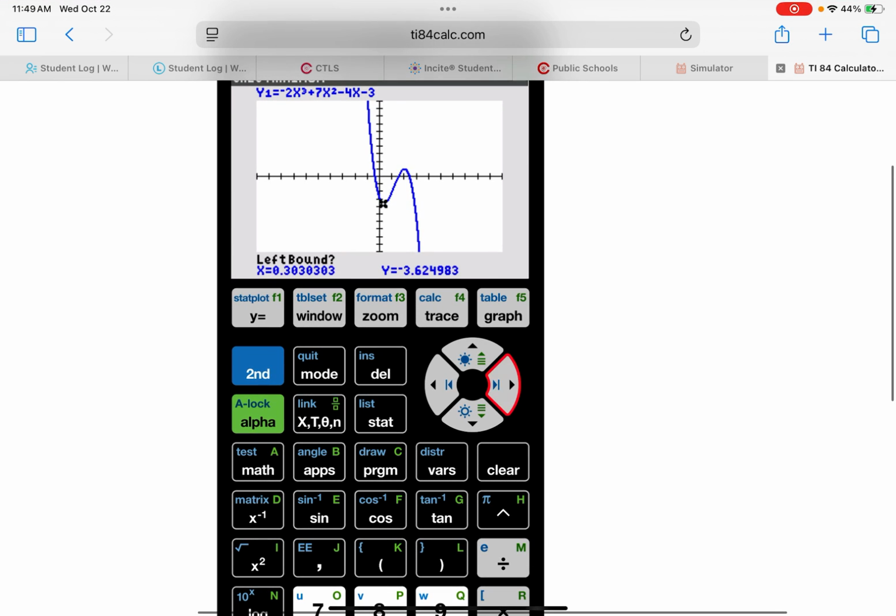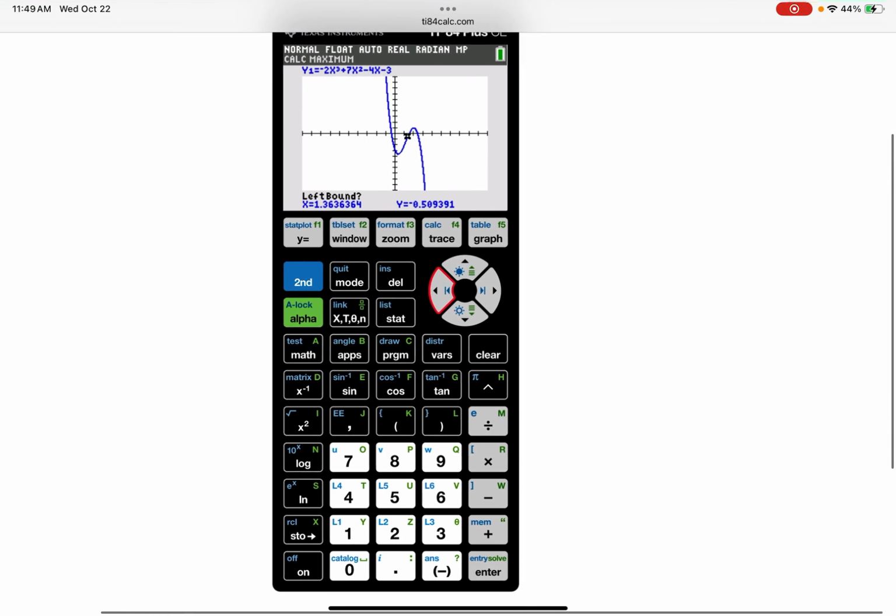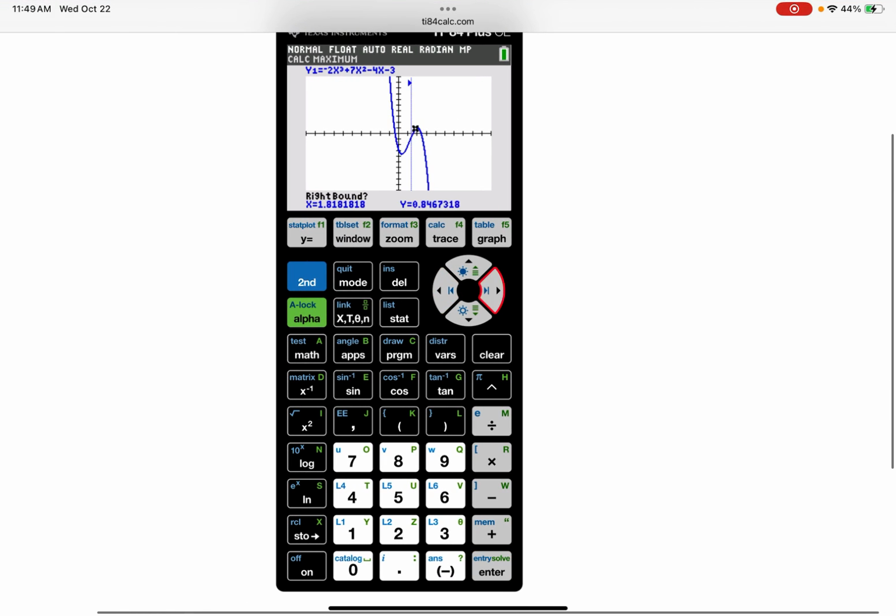A maximum means I have to go over to this side. All right, remember it says left bound, right bound, and enter. So here's the top of that peak. I need the left side somewhere. Make this smaller. And then I need the right side, so I need to go over here. It doesn't matter where. Hit enter again, and that is my maximum at 2, 1.